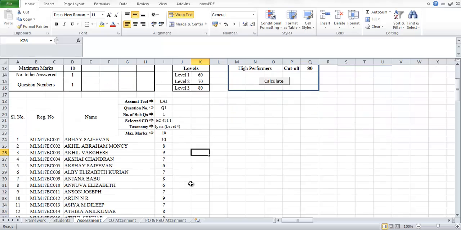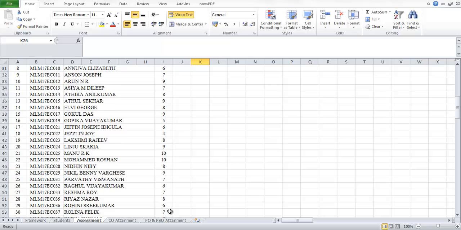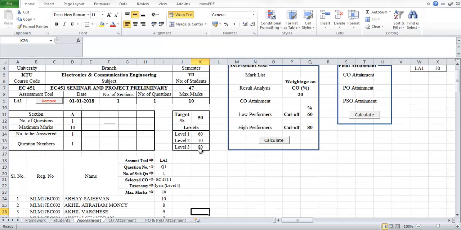Now we have to fix the target. As you can see, my marks are mostly 10, 9, 8, 7, 6 and some have gone even to 5. I am going to define the highest level going to be 95%.